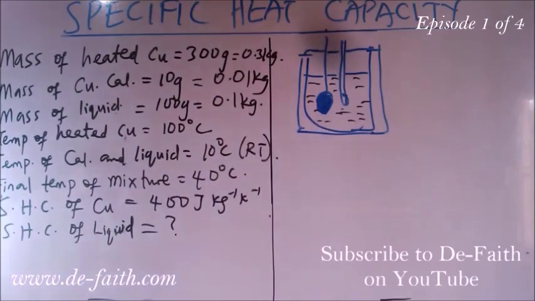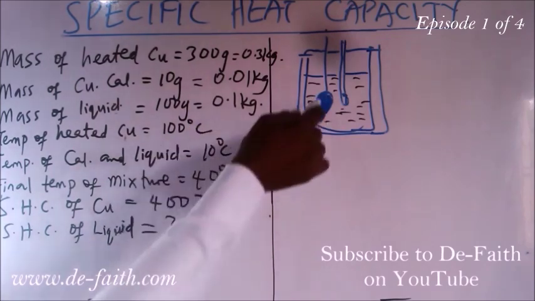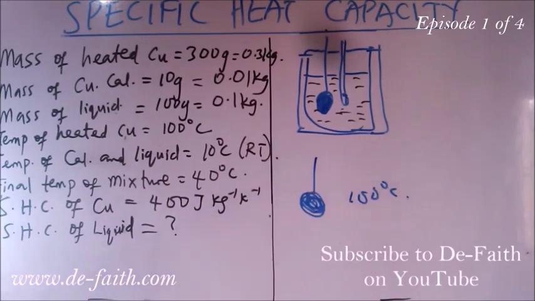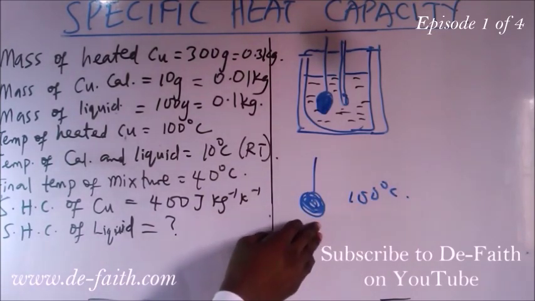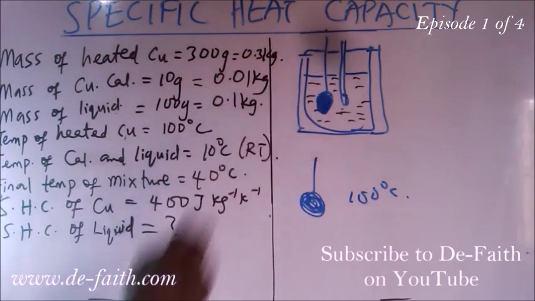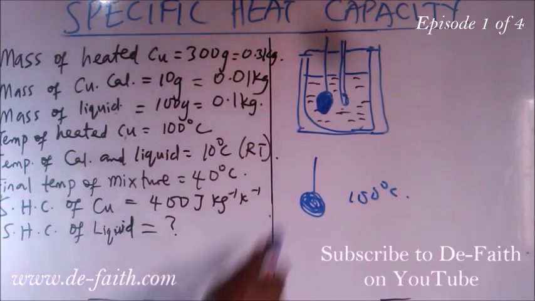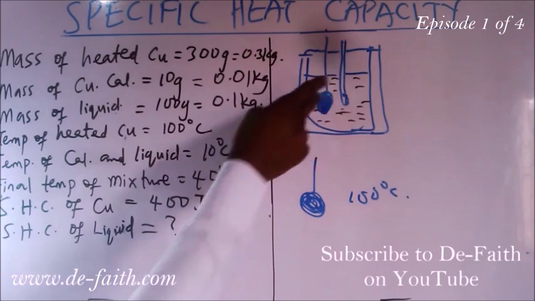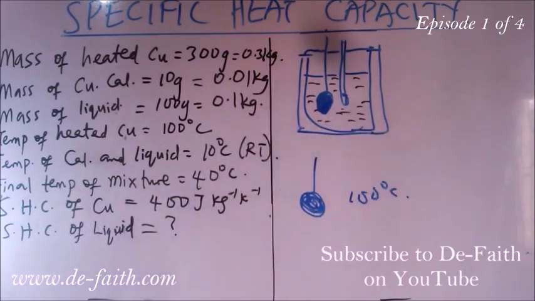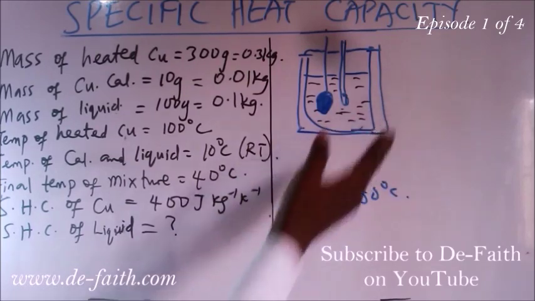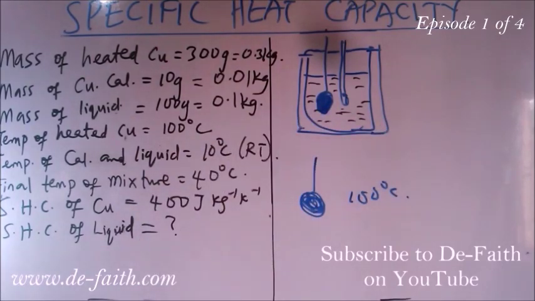Here is a quick diagram to illustrate the question. We were told that this copper was heated outside to a temperature of 100 degrees Celsius. And when it was heated, it was quickly transferred into this copper calorimeter. When it was placed into this copper calorimeter containing a liquid, which is here, we were told that the room temperature before this was transferred was 10 degrees Celsius, meaning that the copper calorimeter would have the temperature of the room, likewise the liquid which is inside.